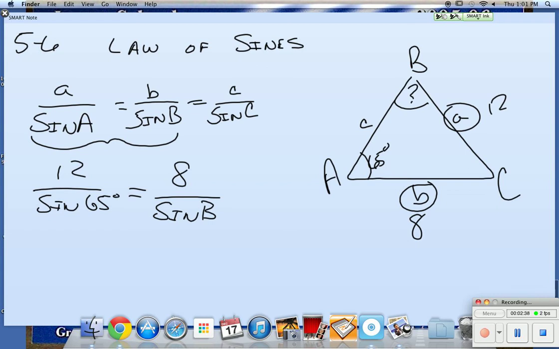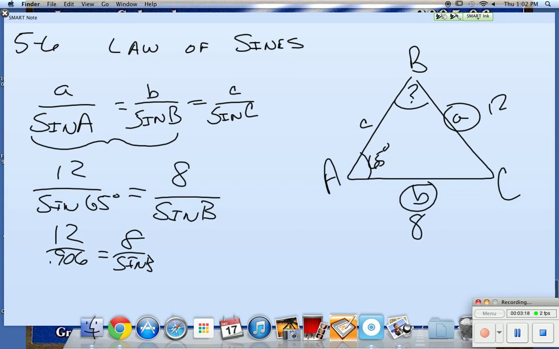Okay? Now it becomes algebra. Now it's cross multiply and divide, right? Cross multiply and divide. What is the sine of 65 degrees? Anybody got a calculator real quick? Mine's going to come out in radians, so I don't want to do it on mine. 0.906. Okay. Equals 8 over sine of B.